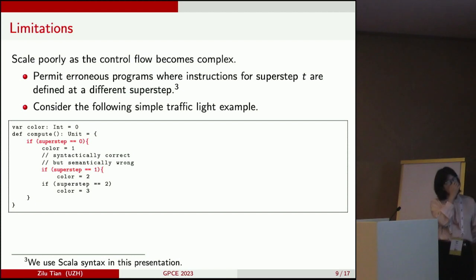As I just explained, one clear limitation is that it scales very poorly as the control flow becomes complex. It permits erroneous programs where instructions for different supersteps can be defined at a wrong value. Consider the very simple traffic light example. If you want the color of the traffic light to change as time proceeds, you can define a syntactically correct but semantically wrong program like this, and it will execute. It's very difficult to debug if you allow this to execute in a real simulation. So we want to forbid this.